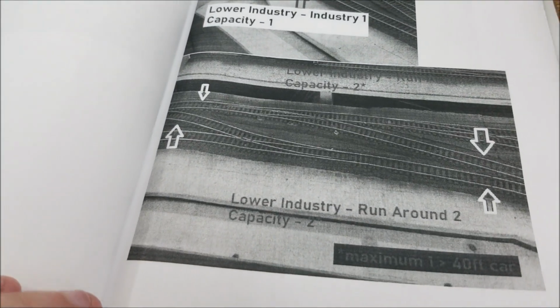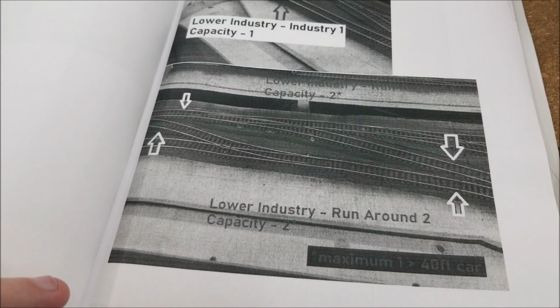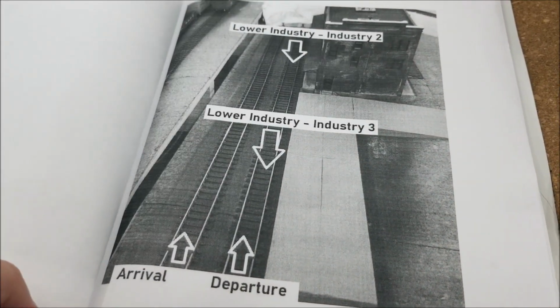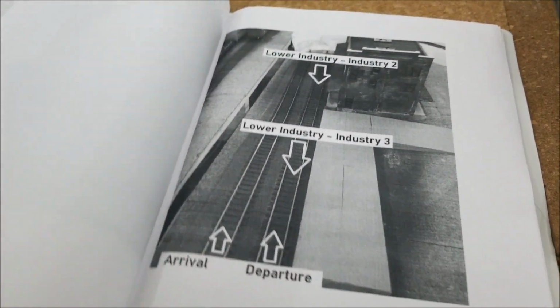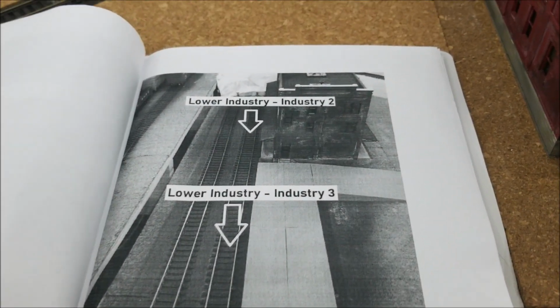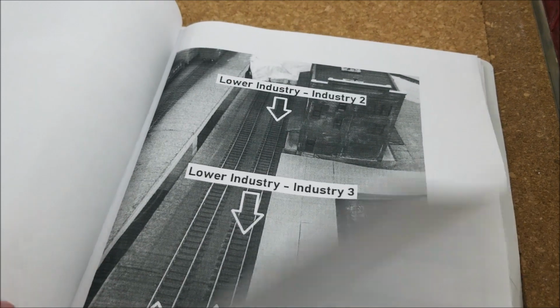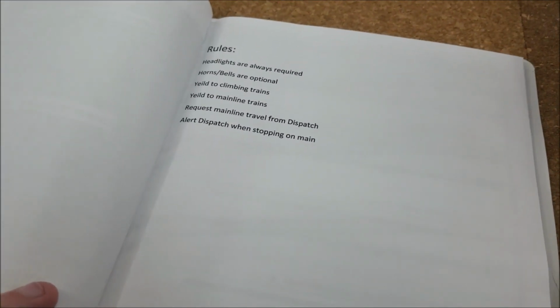You can see there's some stop lines for the runaround tracks, and initially these were 2 separate industries. I have now declared they're one industry, but that's fine. We'll clear that up.